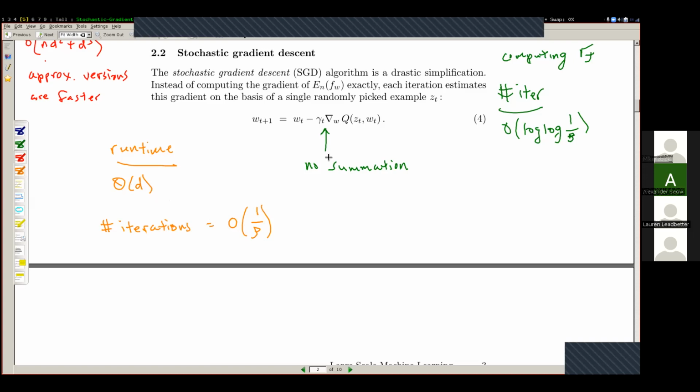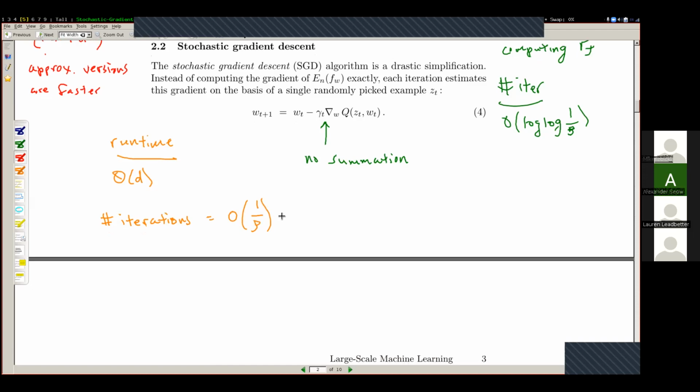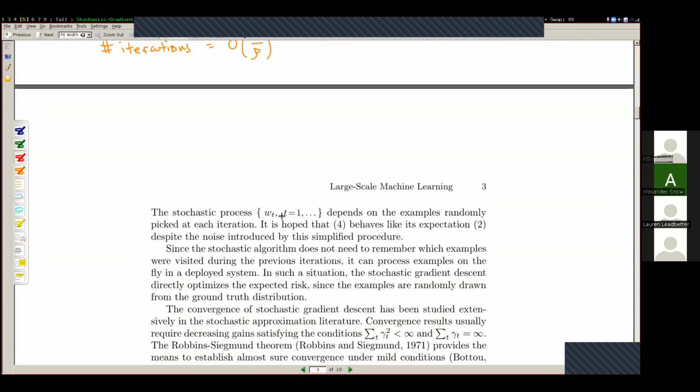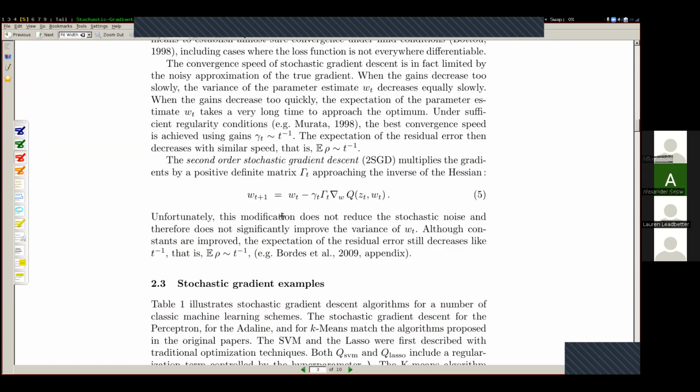So it's somehow like a major trade-off here that we're making. Each one of our updates is going to be much, much less accurate. But the hope is that by making a lot of them, we'll get better results. And then scrolling way down here to equation 5, this is the second order stochastic gradient descent, 2SGD algorithm. And now this is just like our second order gradient descent algorithm, but there's no summation.